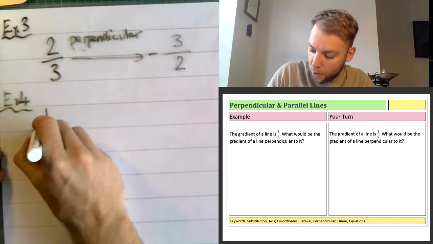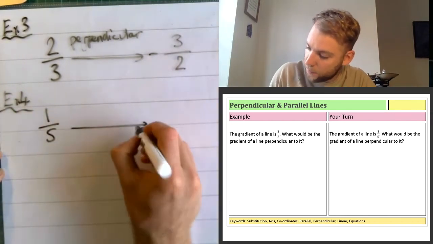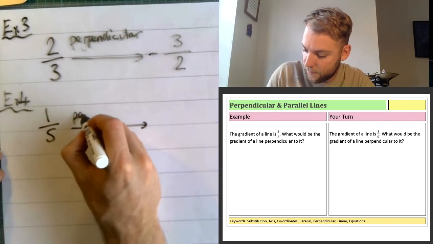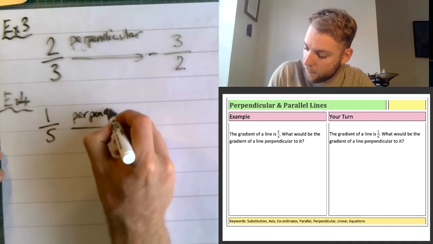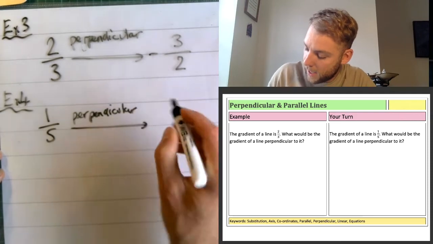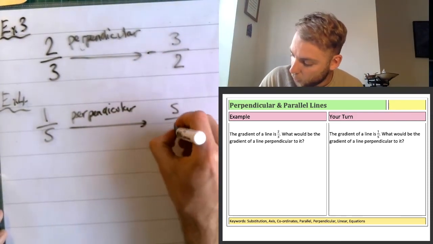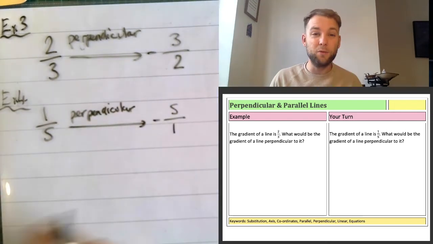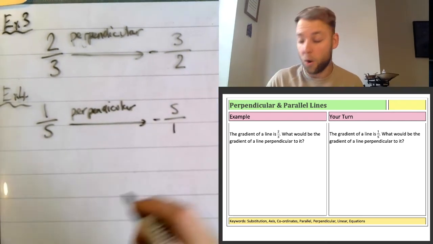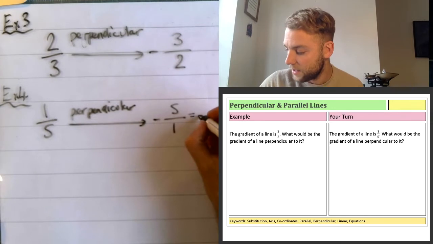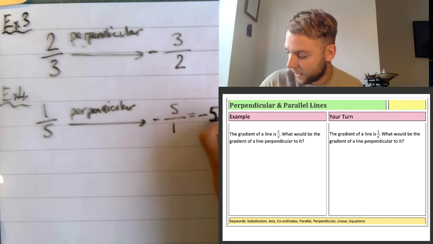Now, this next one, example 4, says 1 over 5. And perpendicular to this is, again, we flip it, so it's going to be 5 over 1, which is going to be negative. We would never write 5 over 1, because we know that 5 over 1 is just equal to 5. The answer is negative 5 there, like so.